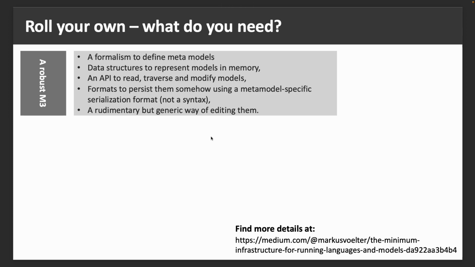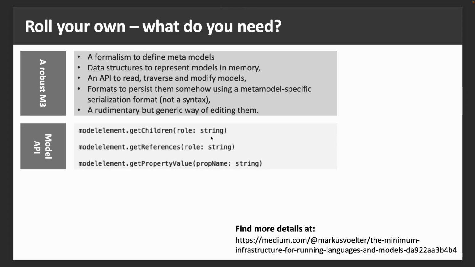But in any case, what you need then on the M3 level is a formalism to define meta models, right? You have to build your concept, property, link infrastructure, data structures to represent models in memory, APIs to read, traverse, and modify these models, formats to persist them, ideally generically, right? You don't want to have to define a serialization or storage syntax for every kind of language. You need a syntax for the user, but you don't want to just store things. This should be generic in terms of M3, and probably some kind of rudimentary but generic way of editing them, some kind of tree view kind of thing.